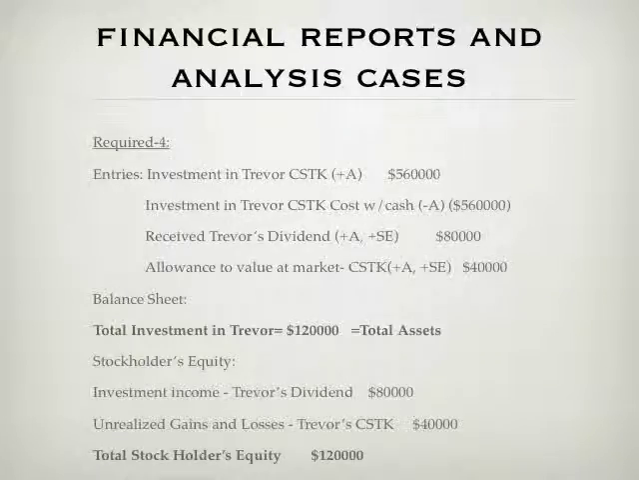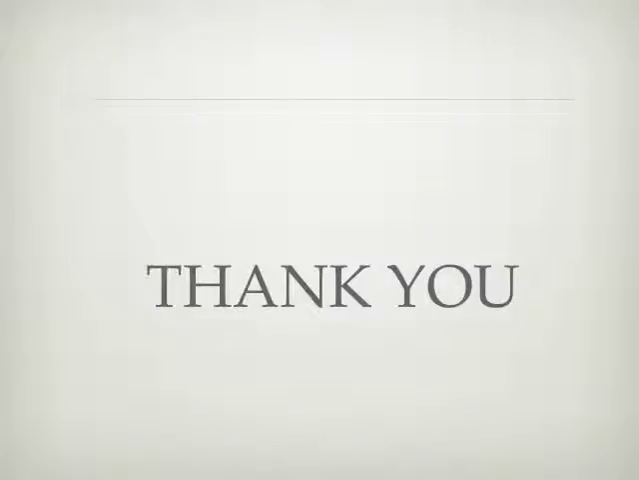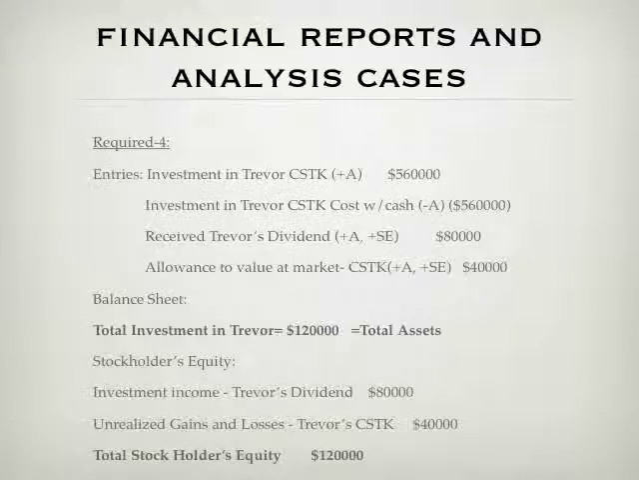For the last one, this is the answer. If Woodrow didn't have significant influence over Trevor and used the market value method, what amount should be reported as the investment in Trevor Corporation on the December 31st, 2008 balance sheet? We can see the total is 120,000.